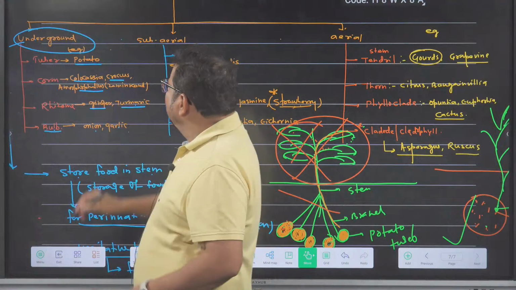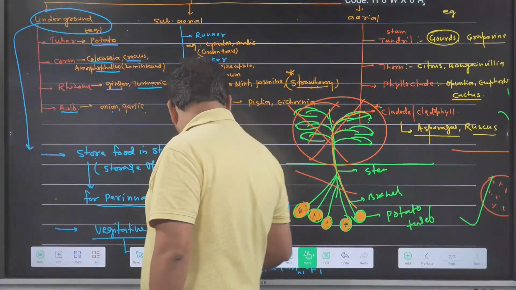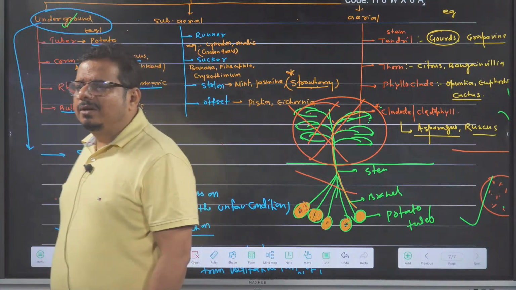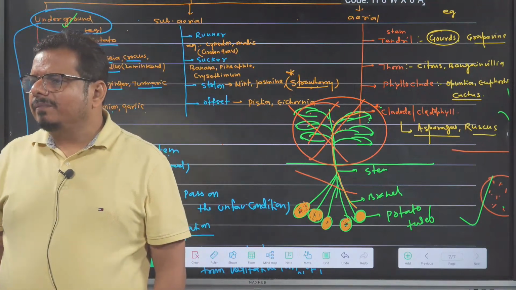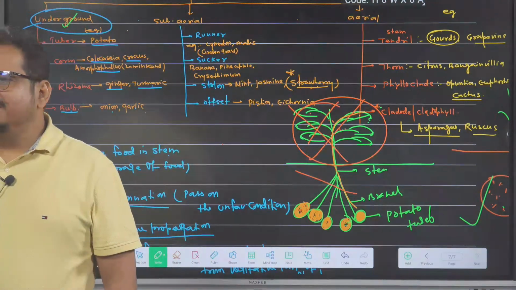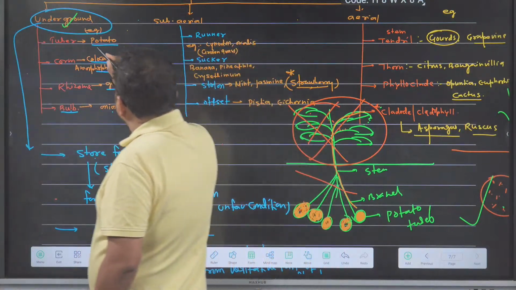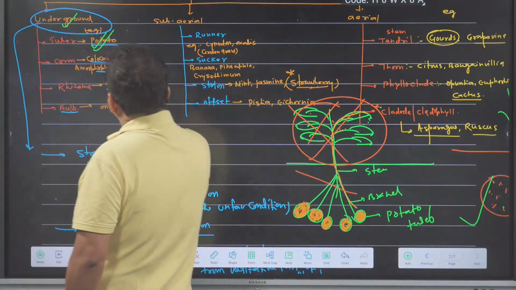So I hope you understand the purpose of the underground modification. What is the meaning of perennation here, you understand or not? Perennation is what basically? To pass through the unfavorable condition. So you got the potato tuber. Everywhere somehow the same story.